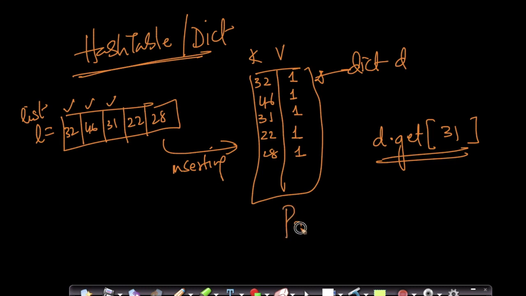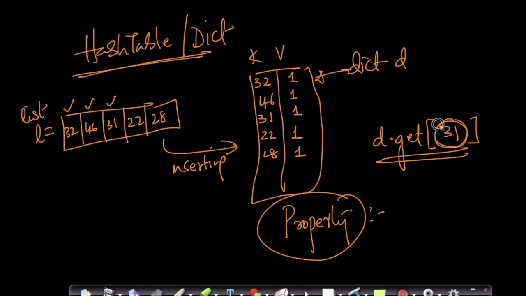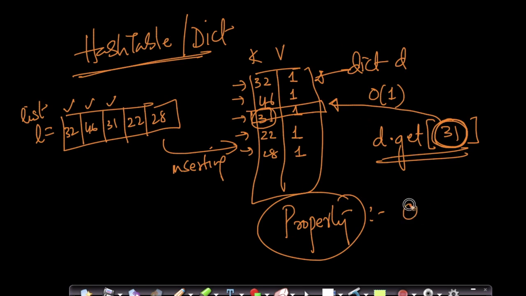The most important property of a dictionary is that if you give it a key, I can directly go to the row in which this key exists, which means I can go there in order of one time. I don't have to traverse line by line. Dictionaries help me directly go to the row which has the key 31. This is the most important property of a dictionary: order of one search time.